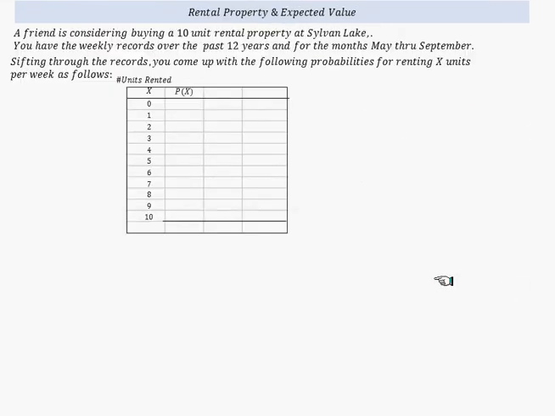Now we're going to look at rental property, and here we have the case of an individual considering buying a 10-unit rental property in Sylvan Lake, and he wants to look at the likelihood of renting X units, which we have here, 0 through 10, and we see the probabilities that he derives over the past 10 years of records associated with the business. There we have them. Total is 1.